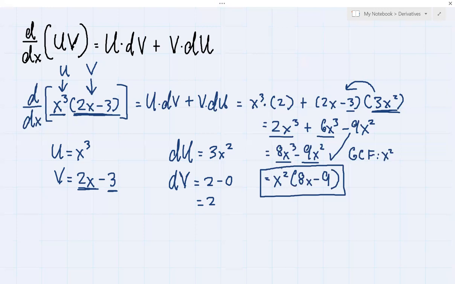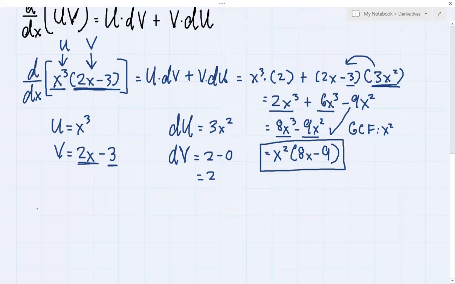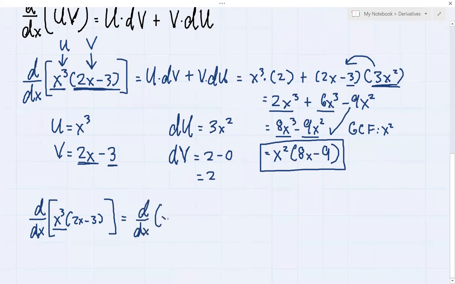Okay? So, try nga natin gamitin yung sum and difference rule. So, di ba, lagay ko rito ha, prove natin kung tama tayo ha. Di ba we have x cubed tapos quantity 2x minus 3. So, i-distribute mo muna to para ma-expand natin tong naka-factored form. So, let's distribute x cubed dito sa naka-parenthesis. So, we will have the derivative of 2x raised to 4 minus 3x cubed.